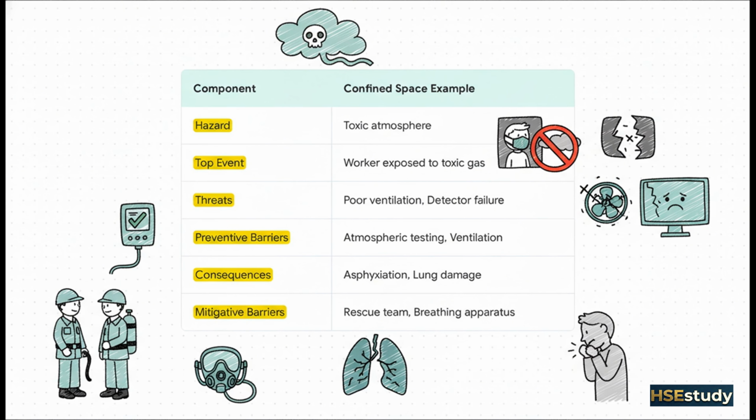The hazard is the toxic atmosphere itself. The top event, our loss of control, is the moment a worker gets exposed. What are the threats? Well, things like poor ventilation or a gas detector that fails. So our preventive barriers, like atmospheric testing and an entry permit system, are there to stop that exposure. But if they fail, the consequences are catastrophic. Asphyxiation, maybe long-term lung damage. And that's where our mitigative barriers, like a standby rescue team, come in to manage the outcome. See? It's a complete picture of the risk.